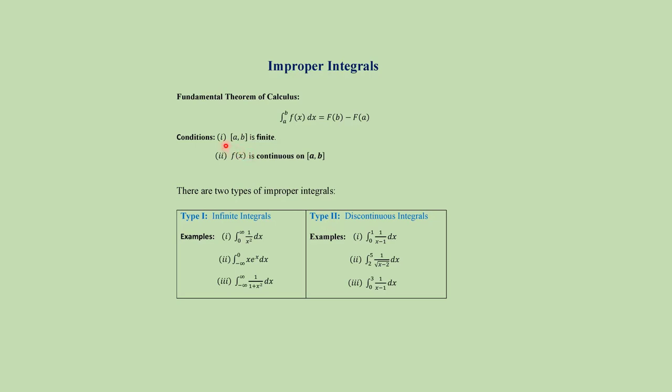If an integral fails to satisfy the first condition, that is, if the lower limit a approaches negative infinity or the upper limit b approaches positive infinity, then that would be infinite integrals. Sometimes it is also called improper integrals of type 1. For example, here the upper limit b approaches positive infinity. In this example, the lower limit a approaches negative infinity, and for this one, both lower and upper limits approach infinity. One is negative infinity, another one is positive infinity.